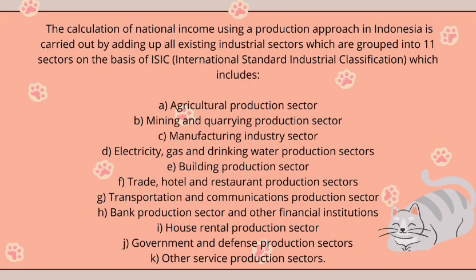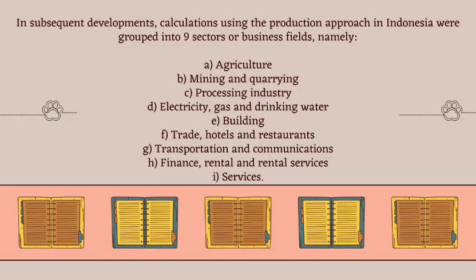The calculation of national income using the production approach in Indonesia is carried out by adding up all existing industrial sectors, which are grouped into 11 sectors on the basis of ISIC, International Standard Industrial Classification. In subsequent developments, the calculation using the production approach in Indonesia was grouped into 9 sectors or business fields, namely A.